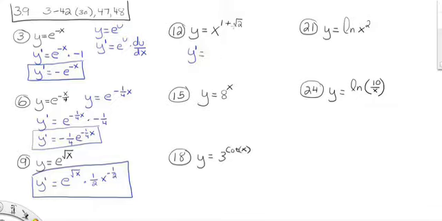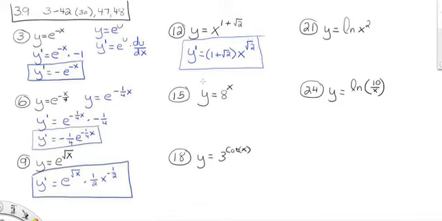So the derivative of x to the n, we bring the power down, so the power is simply 1 plus the square root of 2, x to the, and then we subtract 1 from the power, and when we do 1 plus the square root of 2 minus 1, we're simply left with the square root of 2. And that's not a chain rule or anything, because that's just a constant. It's just the square root of 2, not the square root of x.